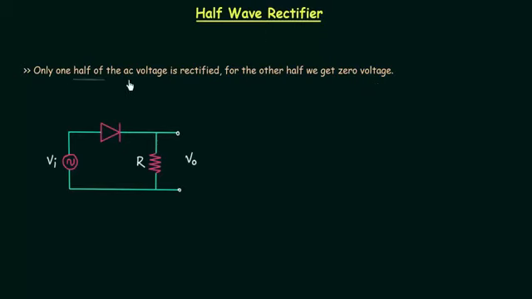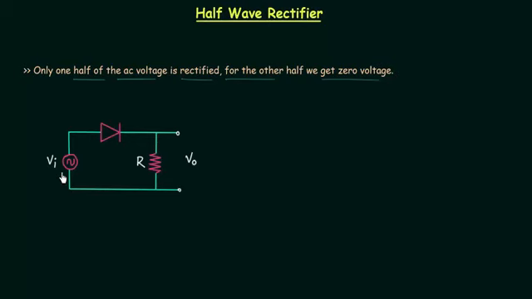For the first half of the AC voltage, we have rectified output, and for the other half, we get zero voltage. This is the circuit of half-wave rectifier. Vi is the input voltage, input AC voltage. This is the diode, and we are measuring the output voltage across resistance R.